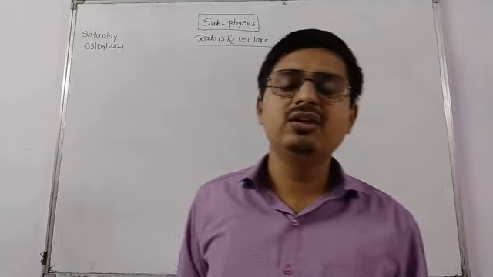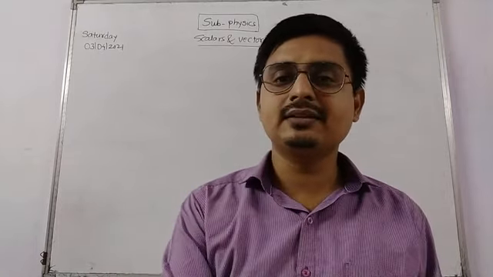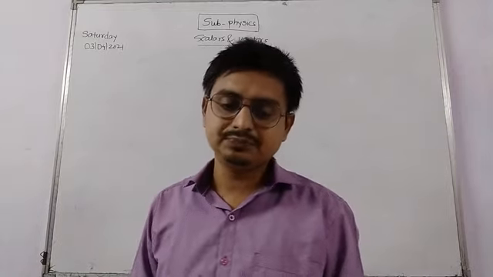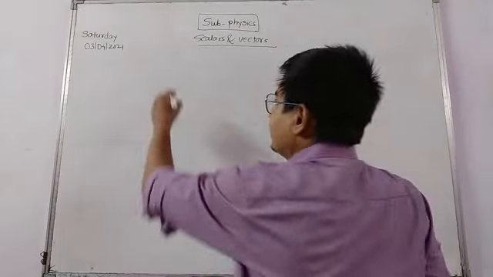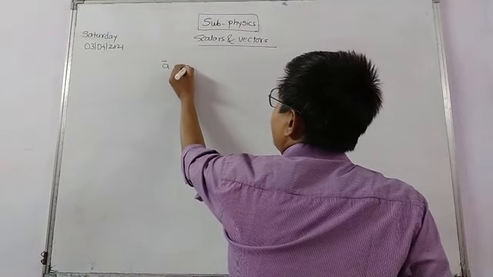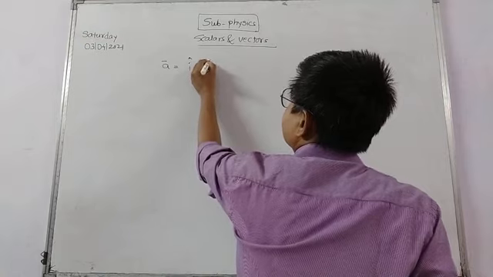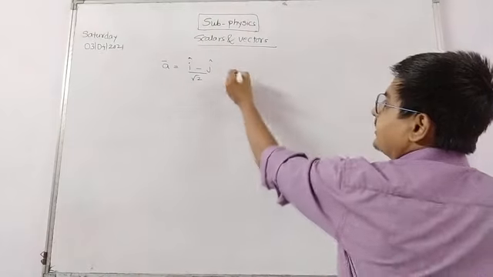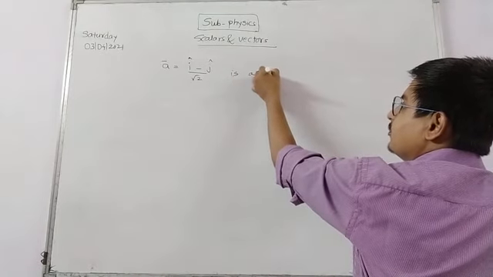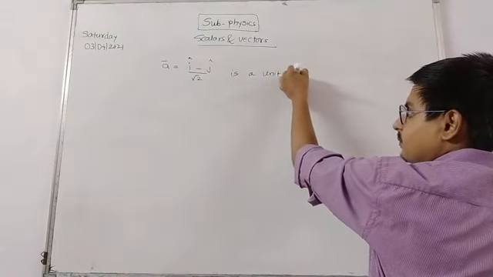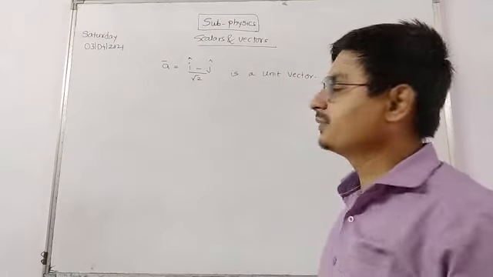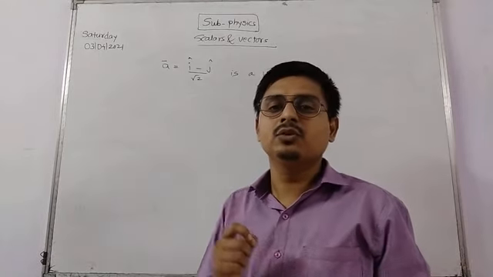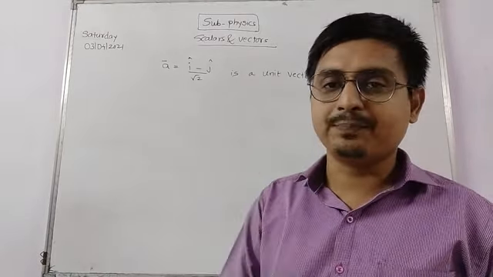Okay, so take the first problem of your exercise, page number 29. They have asked you to answer the following question: show that A bar is (i cap minus j cap) upon root of 2 is a unit vector. We have to show this. First of all, what do you mean by unit vector? The unit vector means whose magnitude is equal to 1.